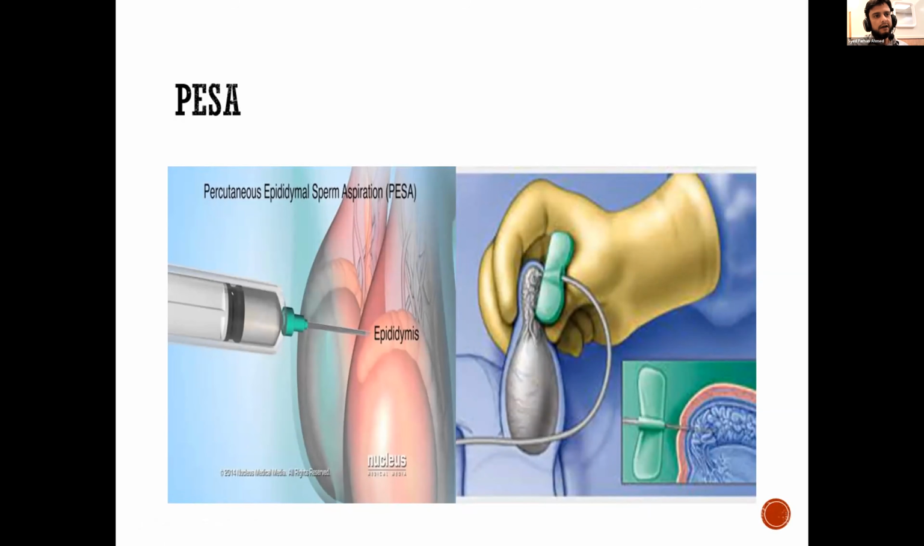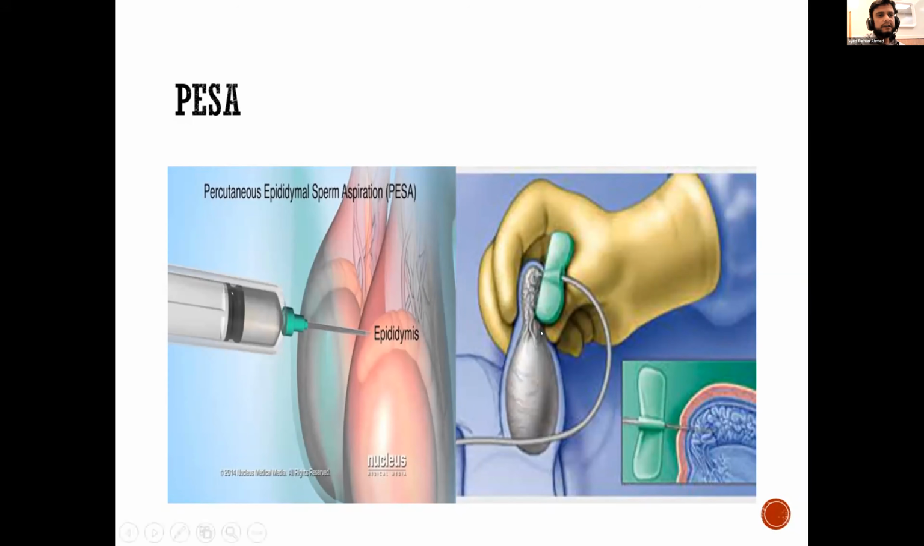I inject diluted xylocaine 1% at the level of the base of the scrotum on the cord on both sides, and I give 0.5 to 1 cc of the same xylocaine 1% intratesticularly. It gives you a very good local anesthetic effect for 10 to 15 minutes, and you can easily perform the percutaneous or the open testicular biopsies.